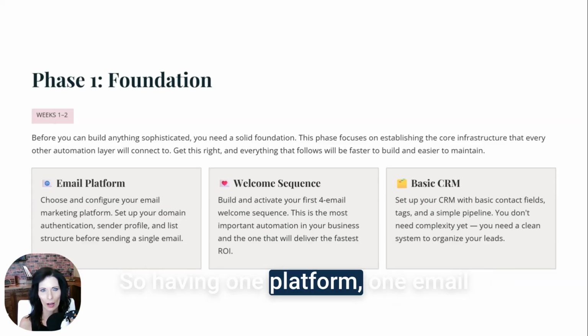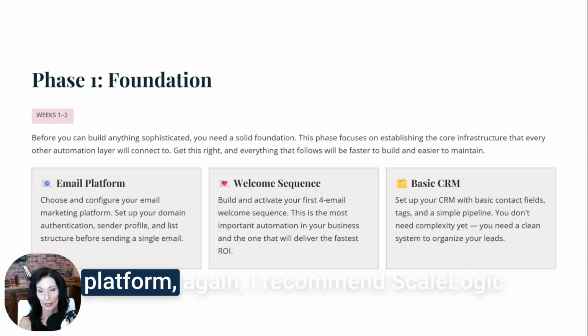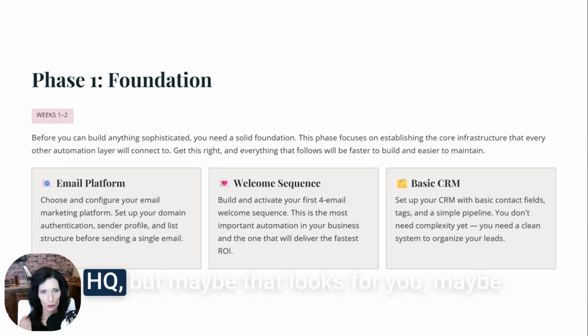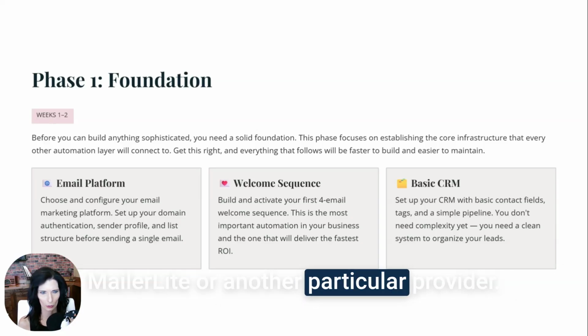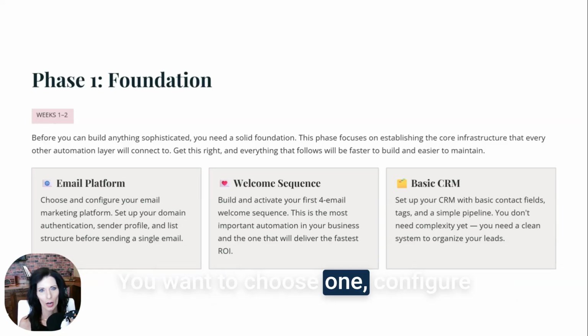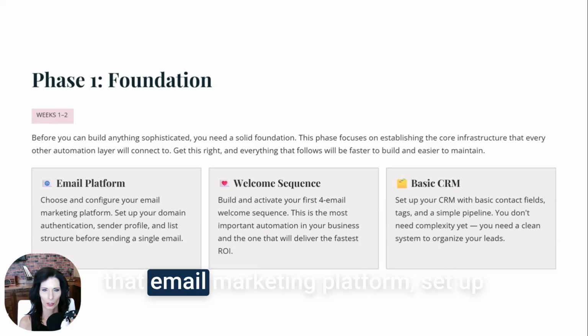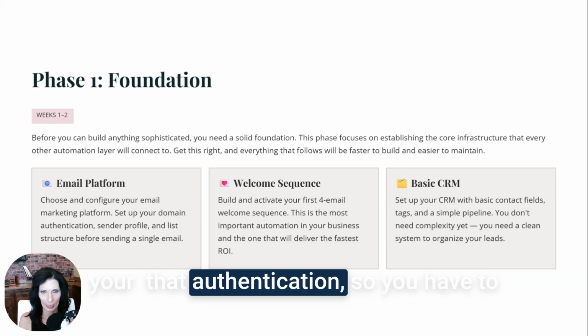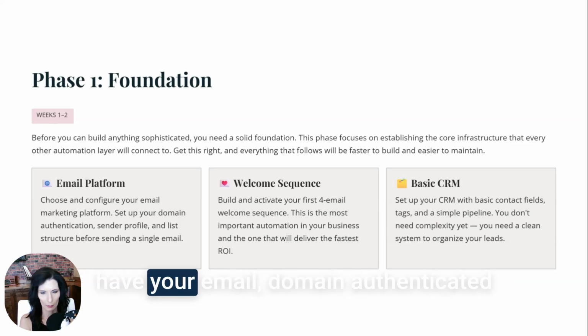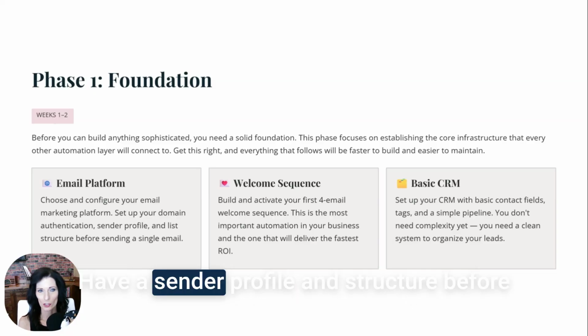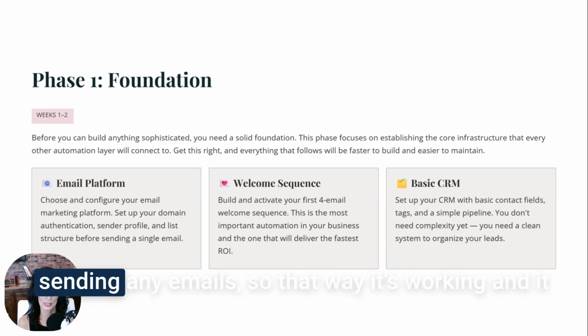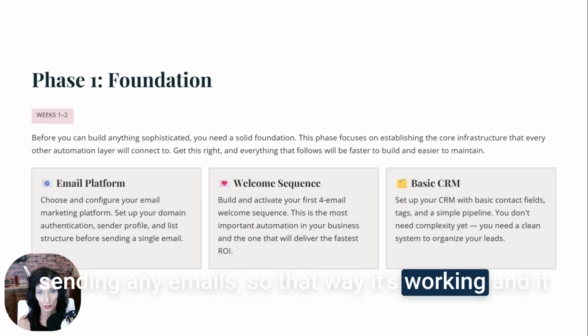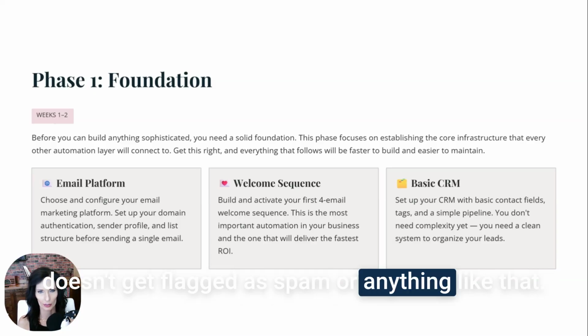So having one email platform, again, I recommend Scale Logic HQ, but maybe that looks different for you. Maybe you're with ActiveCampaign or MailerLite or another provider. You want to choose one, configure that email marketing platform, and set up authentication. You have to have your email domain authenticated through the email service provider. Have a sender profile and structure before sending any emails, so that it's working and doesn't get flagged as spam or anything like that.